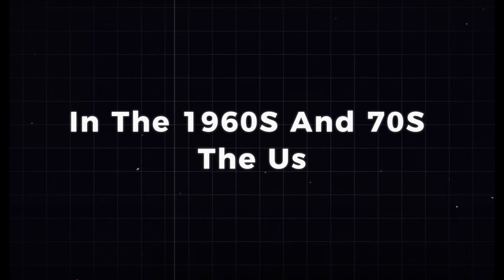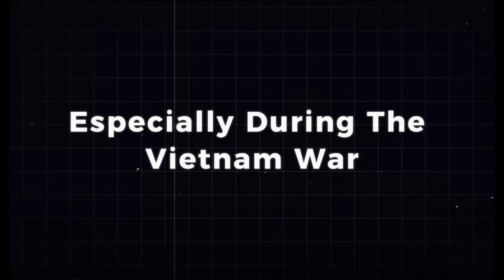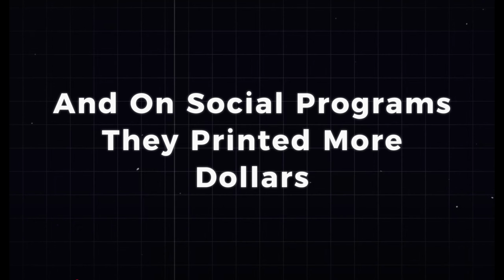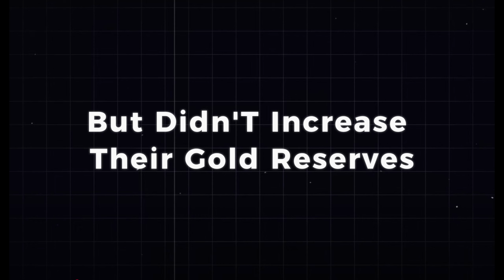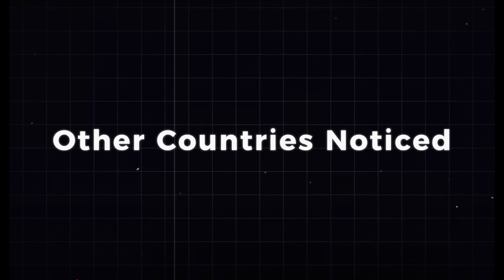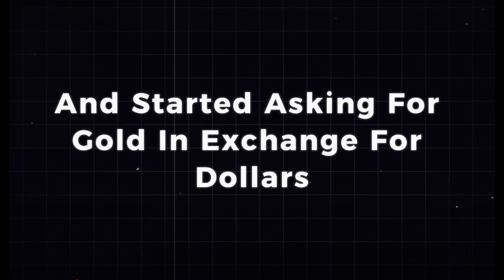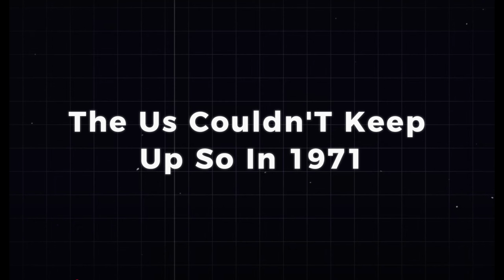But the story doesn't end there. In the 1960s and 70s, the US government spent heavily, especially during the Vietnam War, and on social programs. They printed more dollars, but didn't increase their gold reserves. Other countries noticed and started asking for gold in exchange for dollars. The US couldn't keep up.